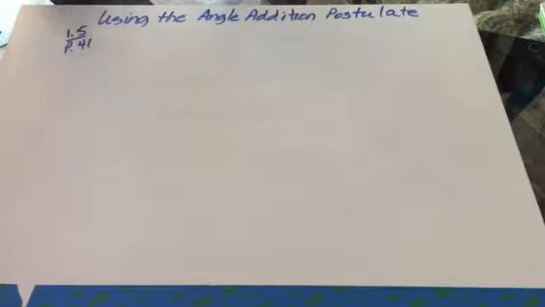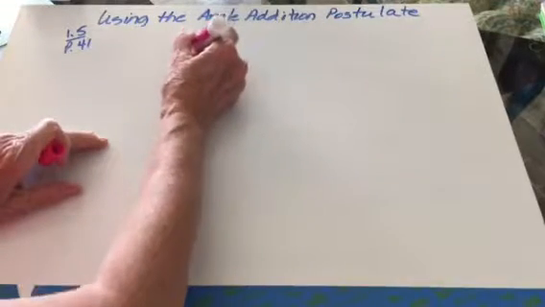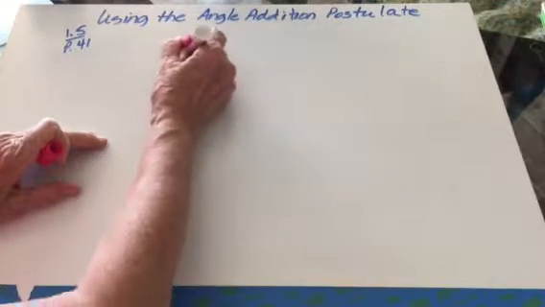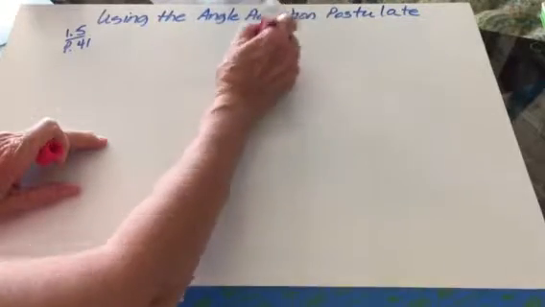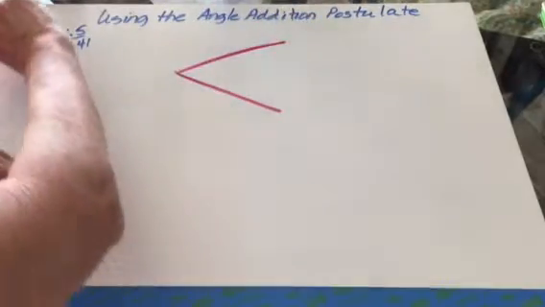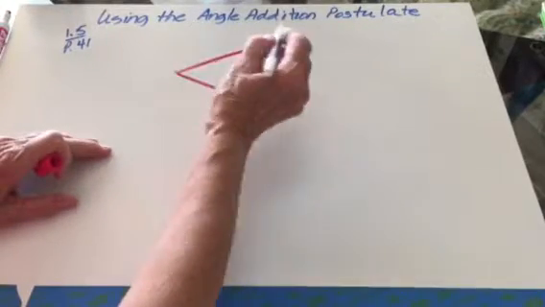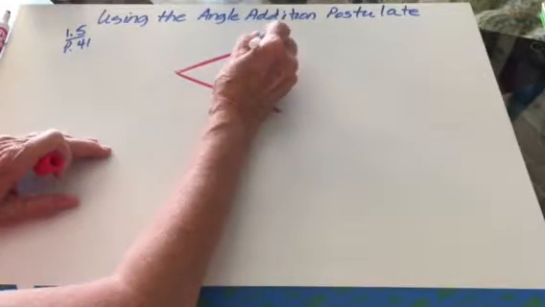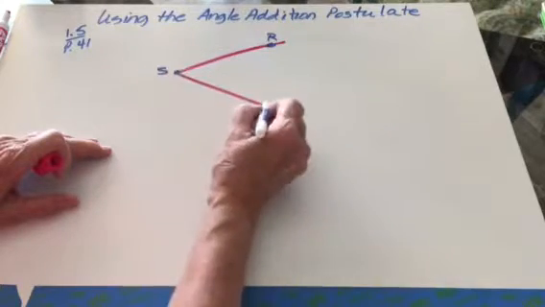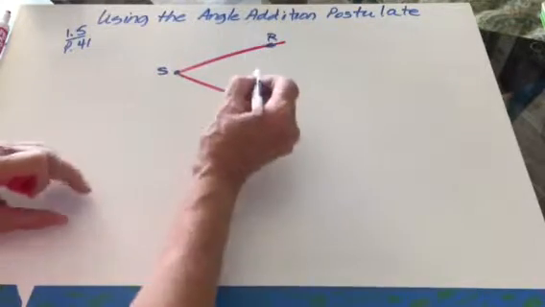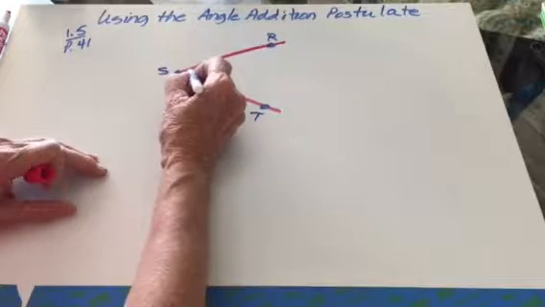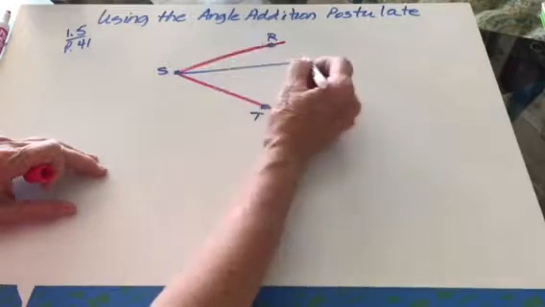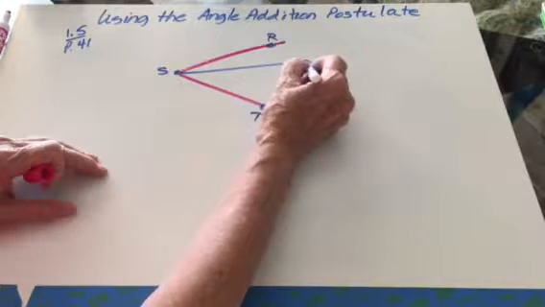In this video, we're going to be talking about the angle addition postulate. Let's suppose we have a great big old angle here. Let's call this angle RST. And we come through and we cut it in two parts. Let's call this line P right here.